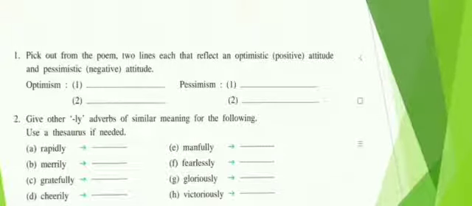Pick out from the poem 2 lines, each that reflect an optimistic, that is positive attitude, and pessimistic, that is negative attitude. It means you have to find from the poem 2 lines that suggest something positive and 2 lines that give out a negative attitude.